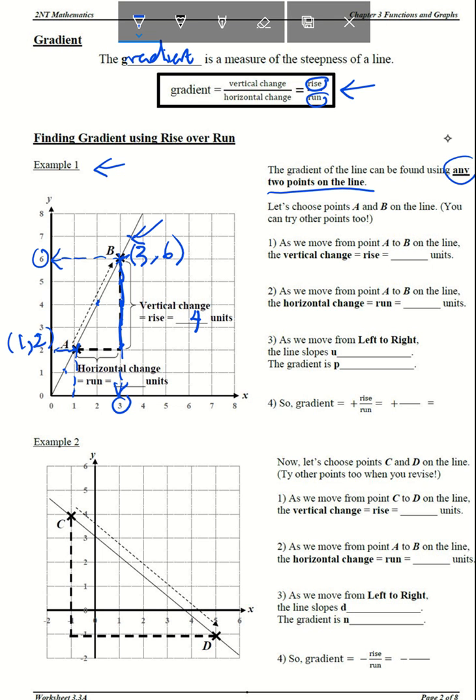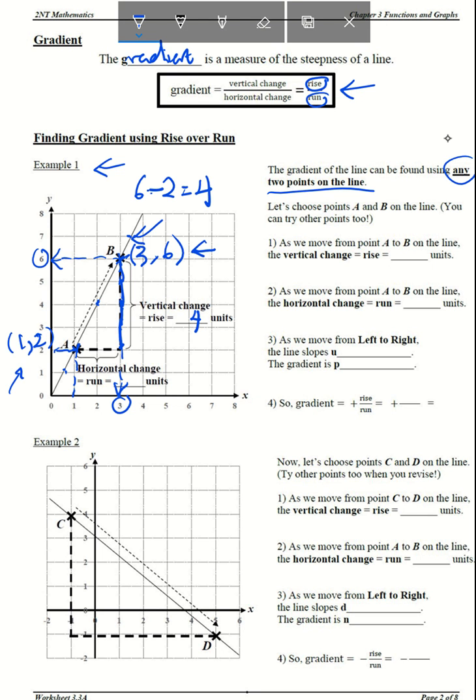But how do we find it if I do not draw the diagram? We can use coordinates, guys: 3, 6, and 1, 2. Look over here. How did we get the 4? We looked at level 6, and it goes down to level 2. So the difference is 6 minus 2. 6 minus 2, guys, isn't it 4?